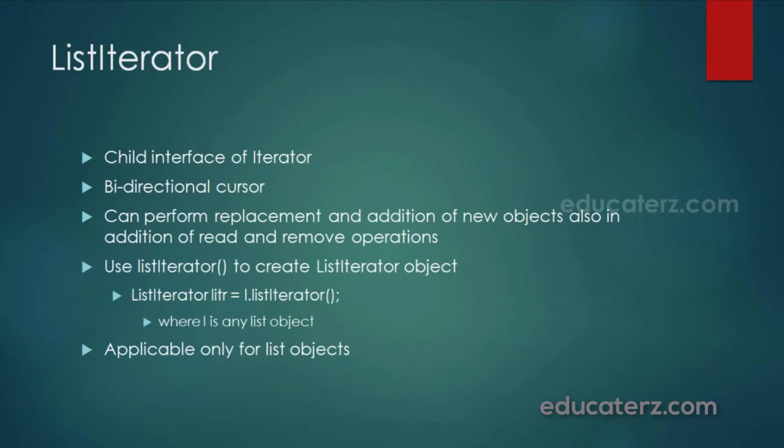So how to use this ListIterator? Basically, it's a child interface of iterator, and it's a bidirectional cursor. That means I can go to the next element in the collection object as well as the previous element. And it can perform replacement and addition of new objects also while traversing through a list object. And how to create a ListIterator object is using the listIterator method on the collection object. One biggest disadvantage of ListIterator is it is applicable only for list objects. We cannot use it for set or map objects.